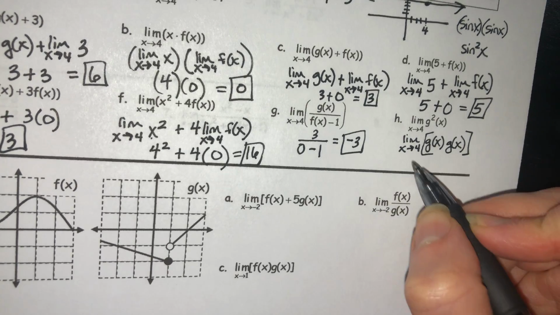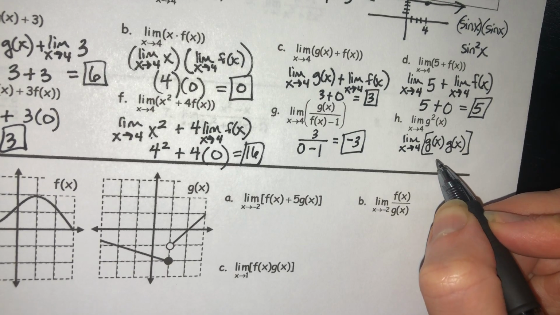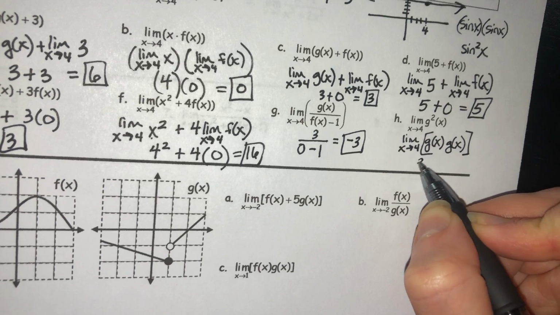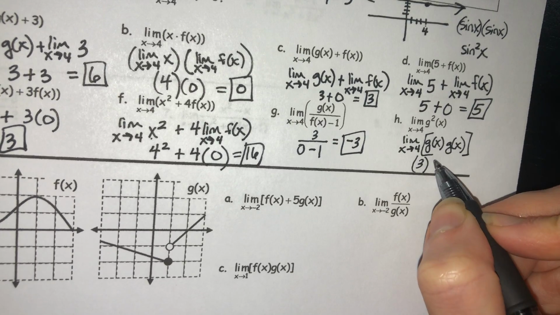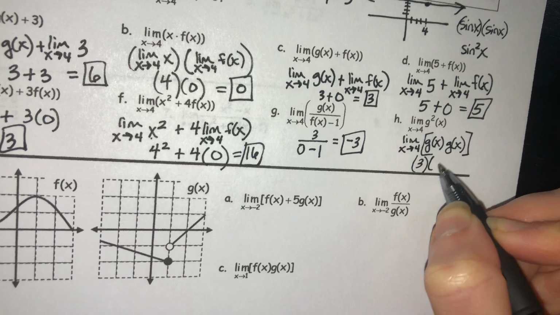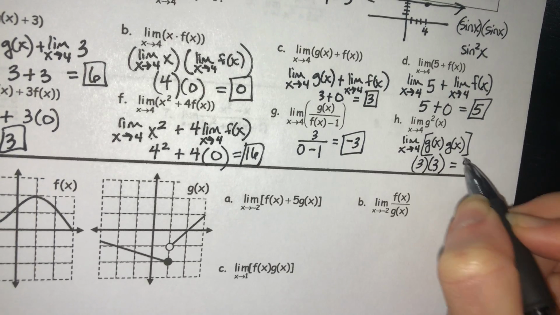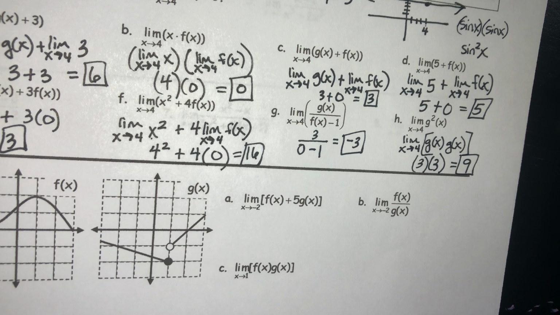So for this one, you take the limit as x approaches 4 of g of x, which is 3, and multiply it by the limit as x approaches 4 of g of x, which was also given to be 3. 3 times 3 is 9. Or you could have used the power property on there and just said 3 squared. That'd work too. Okay, scooting down here to the bottom.